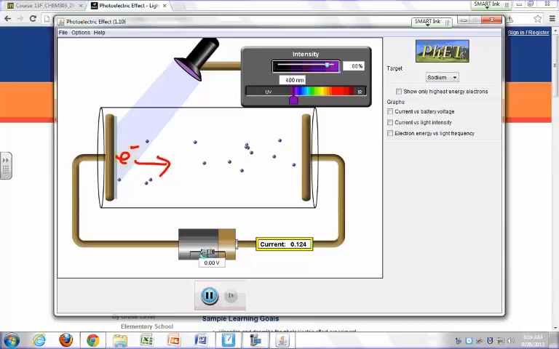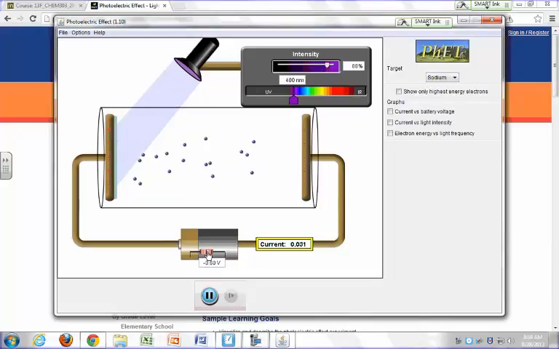Uh-oh, something happened to the simulation. Let's try that. Okay, yeah. The lower the wavelength, the more energetic the electrons are. Okay, let me see. I think I need to reload this. Oh, play.